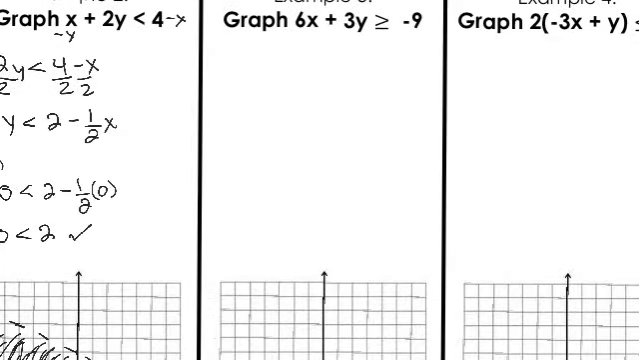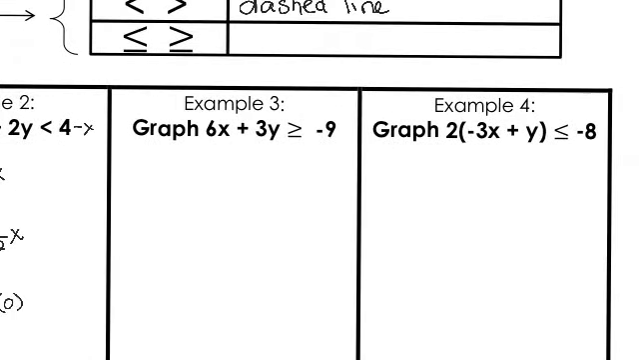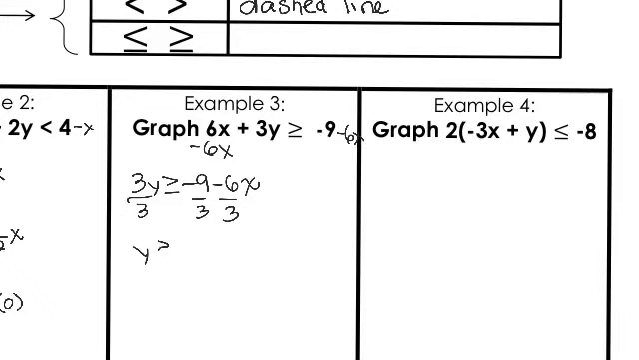Okay? Let's try the next one. Now we have an equals to. So the first step is to get y by itself. We're going to subtract 6x from both sides. Now we're going to divide through by 3. Y is greater than or equal to negative 3 minus 2x. Or you could just say minus 2x minus 3.